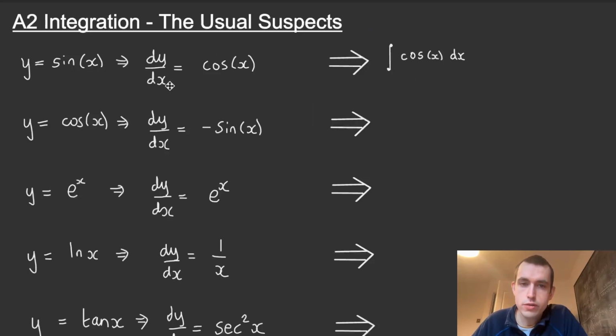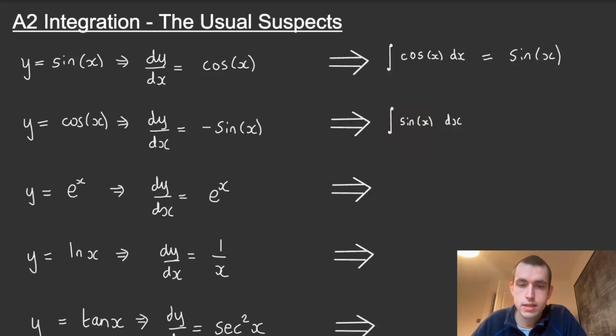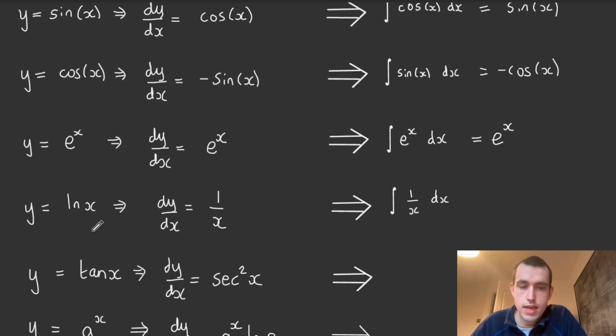Because if we know that the derivative of sine is cos, then this means if we're going backwards, the integral of cos will be sine. If the derivative of cos is minus sine, then the integral of sine will be minus cos. If the derivative of e to the x is e to the x, the integral of e to the x is e to the x. If the derivative of ln x is 1 over x, then the integral of 1 over x is ln x.